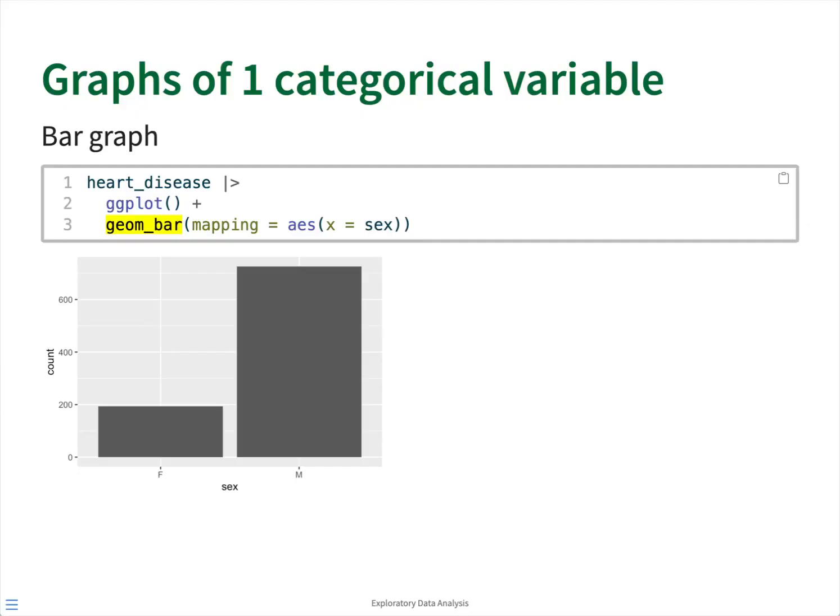For categorical variables, we can again create a bar graph. In this case, we just need to switch the geom function to geom_bar and make sure that we supply a categorical variable mapped to the x-axis, which is the only required aesthetic mapping in this case.